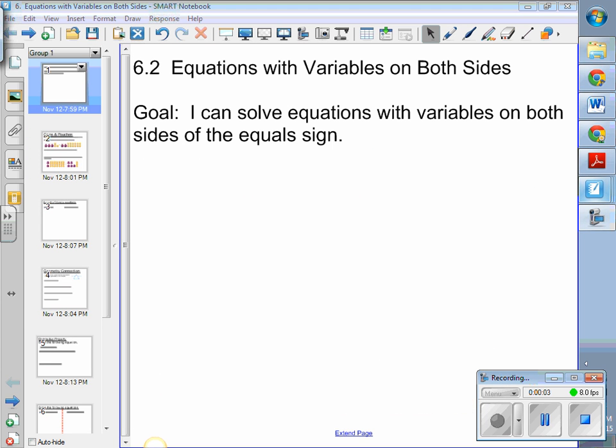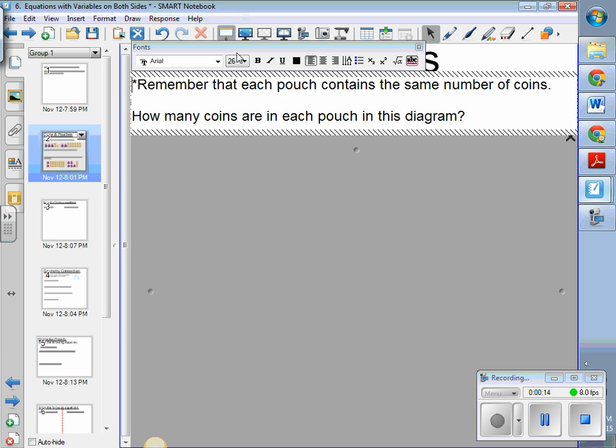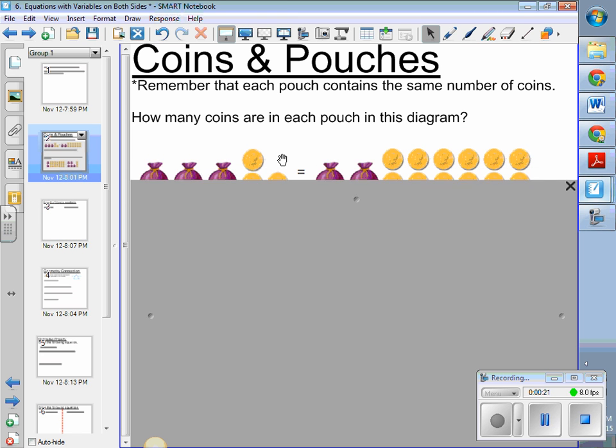Today's lesson is equations with variables on both sides, and our goal is that we can solve equations with variables on both sides of the equal sign. Remember that each pouch contains the same number of coins. How many coins are in each pouch in this diagram?